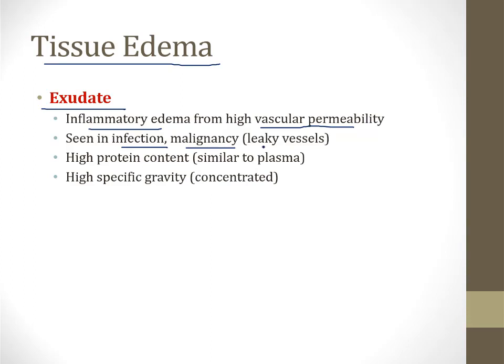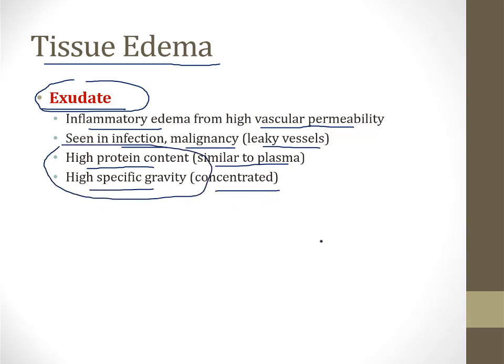In all these conditions, there are leaky vessels that allow fluid to leak out into the interstitial space and cause swelling. This fluid that is causing the swelling in these situations is said to be an exudative fluid, and the characteristics of an exudative fluid are a high protein content similar to plasma and a high specific gravity, meaning the fluid is concentrated. The reason it has these characteristics is because the cause of the swelling is leakage of plasma, and therefore the tissue edema is close to having the characteristics of plasma.